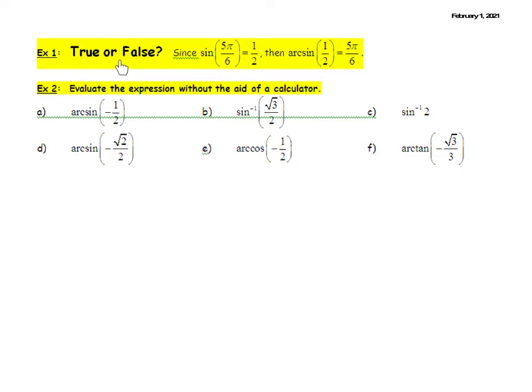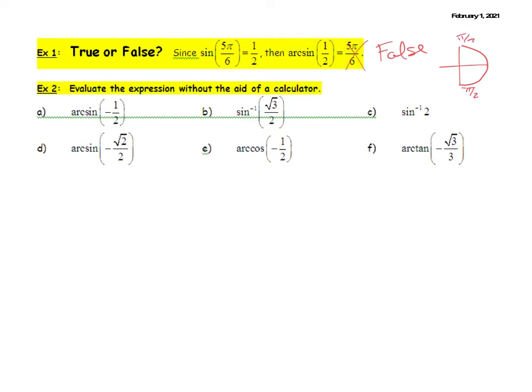So now, true or false: since the sine of 5 pi over 6 is a half, the inverse sine, or arc sine, of 1/2 is 5 pi over 6. Of course we know that is false, because the answer for inverse sine has to be between negative pi over 2 and positive pi over 2. So it can't be that.